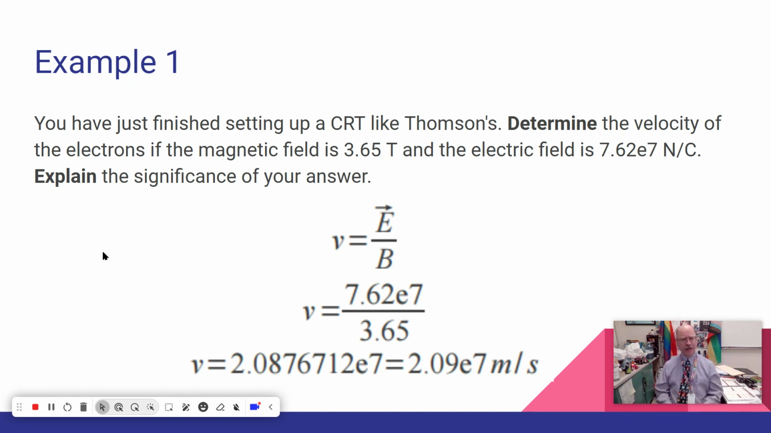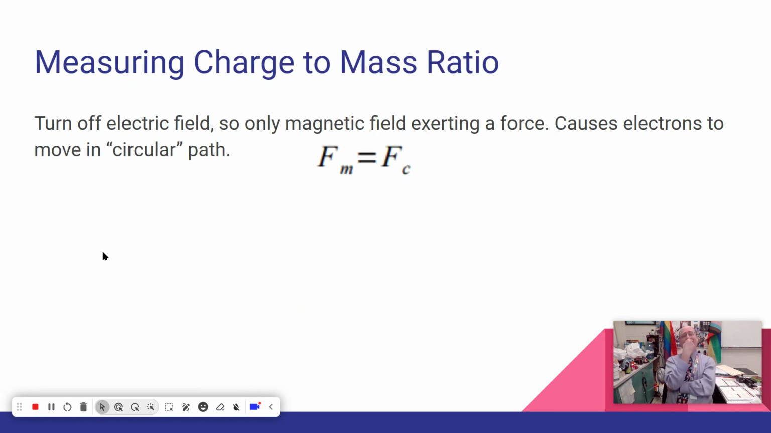Now what can I do with that? Well, that's what J.J. Thomson is asking himself. What can I do with that? So he comes up with a way to do a different stunt with this setup. He turns off the electric field. Now he's got just the magnetic field going.